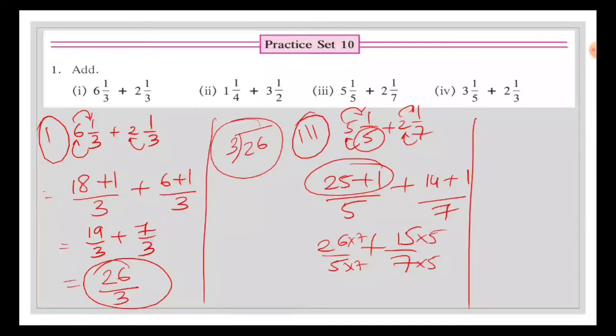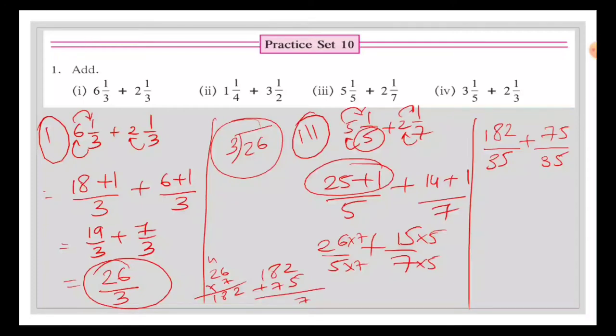Now 26 multiplied by 7, we have to do over here. 7 6s will be 42, 7 2s will be 14, 18, 182 upon 7 5s, 35. 15 times 5 will be 75 upon 35. We have to add them. So 182 will be added with 75. This becomes 257 upon 35. So this will be your second last step.